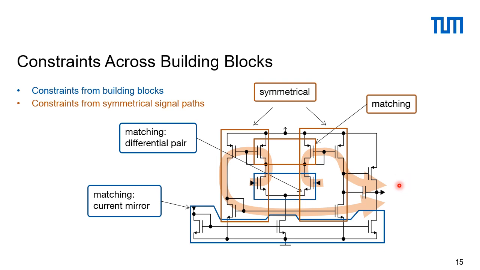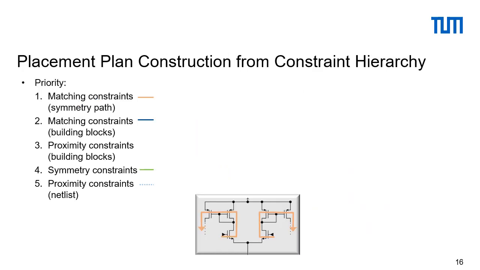This is not really a signal flow analysis with a transfer function, but we are looking at signal paths through the structure of the circuit. So what can we do with that here? Within placement, we can create a placement plan from a constraint hierarchy. So let's again look at this part over here. That's the differential pair, those two inputs, and they go over these two current mirrors here.